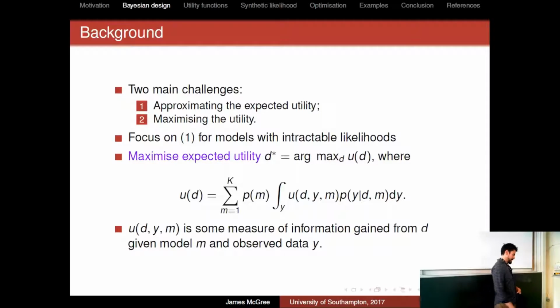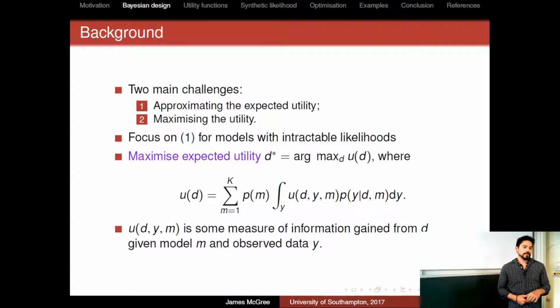Right, so some background in design. As I see it, anyway, there are two main challenges in Bayesian design. A challenge is approximating the expected utility, and we'll see why that is so in a moment. And the second is maximizing this utility. The focus of this talk is on point one. But as I describe why that is a challenge, you should see why point two is a challenge as well.